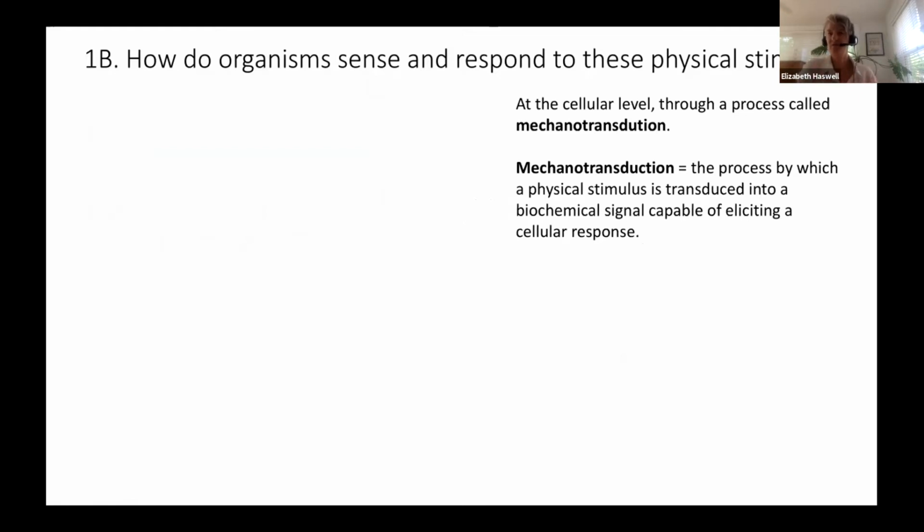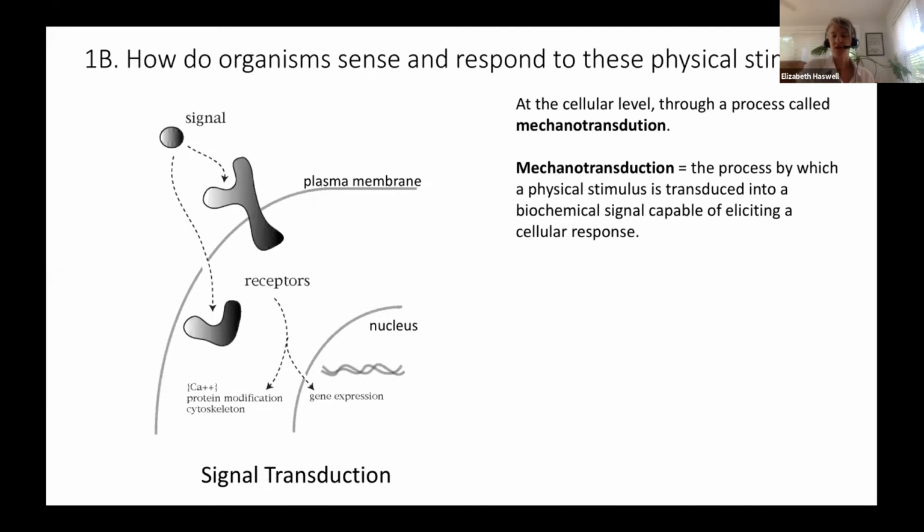Mechanotransduction is the process by which a physical stimulus is transduced into a biochemical signal. So really, truly, the intersection of physics and biochemistry. Something physical, that is a force that's out in the world, becomes a biochemical signal that the cell can understand. So, translating from the language of physics to the language of biology. And one way to think about this is as a sort of subset of signal transduction.